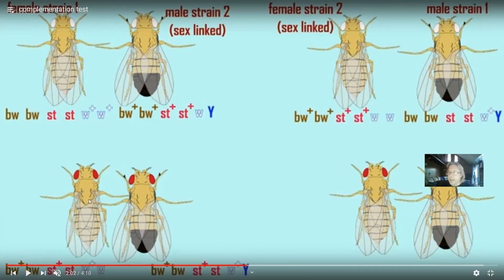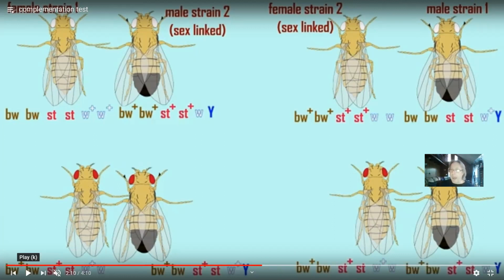So this fly is heterozygous for those 3 genes, as would this fly. And because all these mutations are recessive, none of these flies would have white eyes. The point is, we knew earlier that because one was sex-linked and one wasn't, we were talking about different genes here.